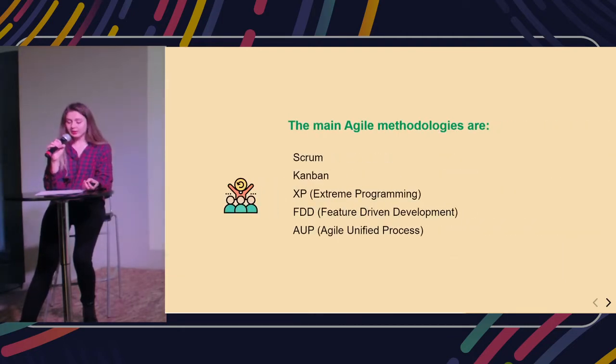It should be noted that Agile is a general direction, and the frequently occurring words like Kanban and Scrum are its varieties. Now you see the main Agile methodologies: Scrum, Kanban, extreme programming, feature driven development, and agile unified process.